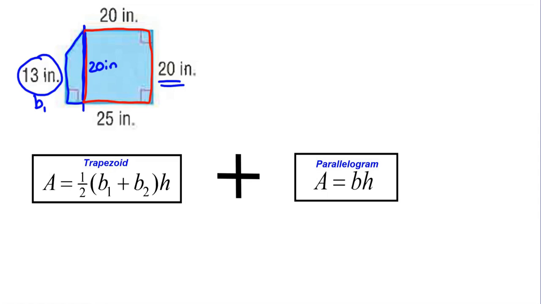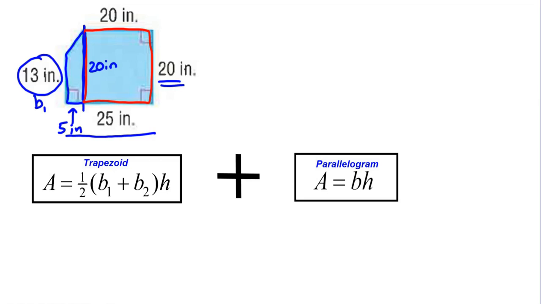So my base 1 and base 2 are 13 and 20 inches. And then I need to know the height, which is the distance between my bases, which is this guy right here. Now I don't know that, it's not labeled, but I know this whole distance right here is 25 inches. And then the shorter distance is 20 inches. So I know that this right here is 25 minus 20, or 5 inches.